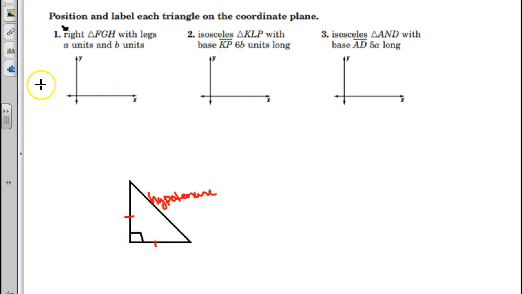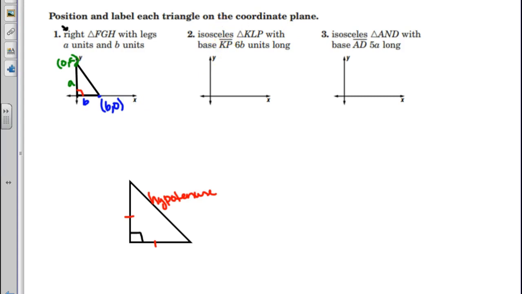So now let's stick this in the coordinate plane. Here's my triangle. I have a right angle here, and I have a leg that's A units away, so this distance is A, which would make this point (0, A) because I didn't go left or right any. And this distance is B, so the coordinates of this point are (B, 0). So that's the first triangle: a right triangle with legs of length A and B makes those points (0, A) and (B, 0). All right, let's look at the next one.